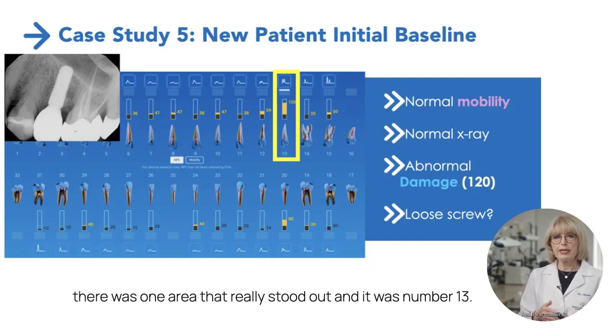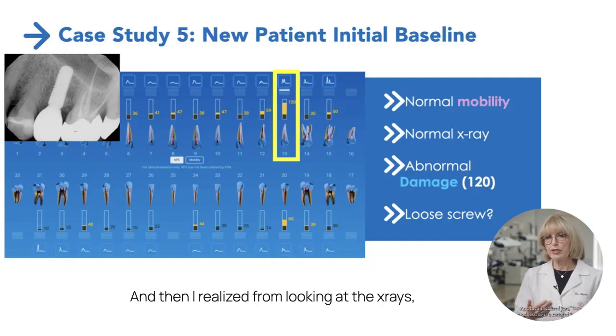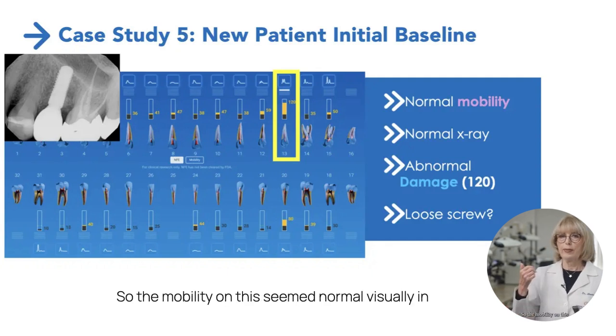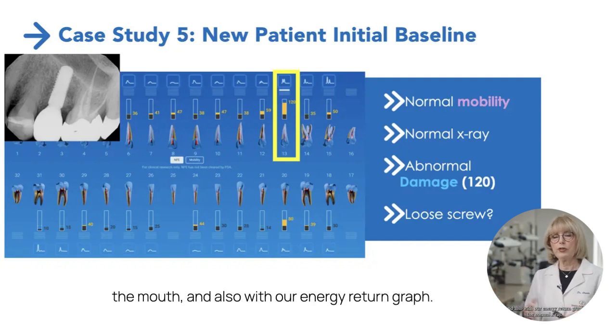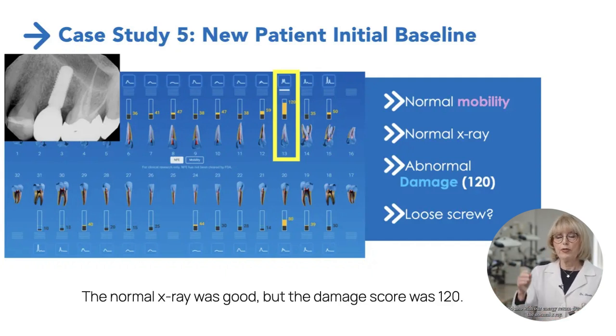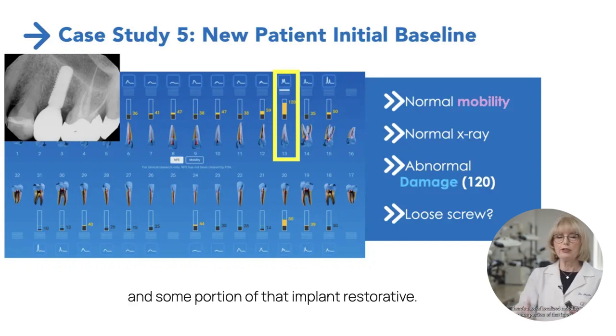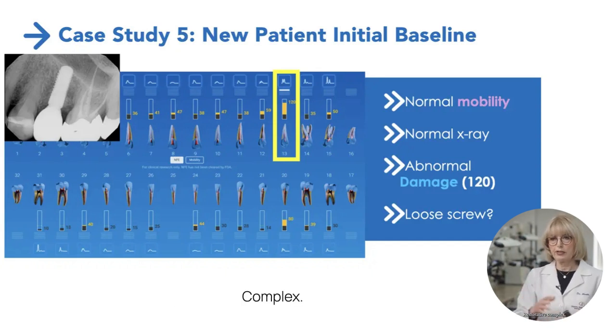it was number 13. And then I realized from looking at the x-rays, oh my goodness, 13 is a restored implant. So the mobility on this seemed normal visually in the mouth and also with our energy return graph. The normal x-ray was good, but the damage score was 120. We know over 40, there's a lot of localized mobility in some portion of that implant restorative complex.